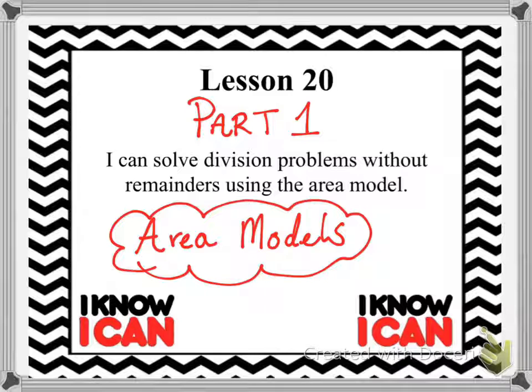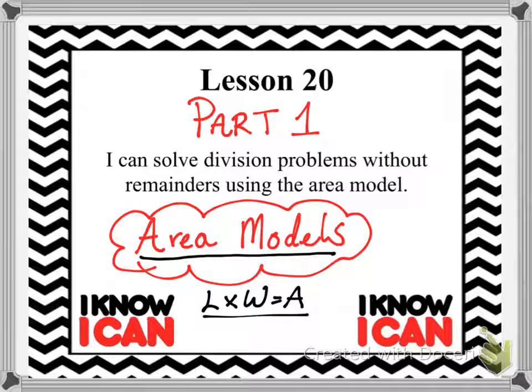I can solve division problems without remainders using the area model. So tonight we're just going to focus on area models. Tomorrow, with Lesson 20, Part 2, we'll be focusing on number bonds. So tonight, it's just area models. And we know when we do area models, we're doing length times width gives us the area. Let's get started.